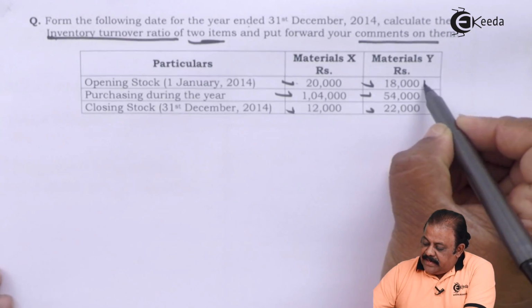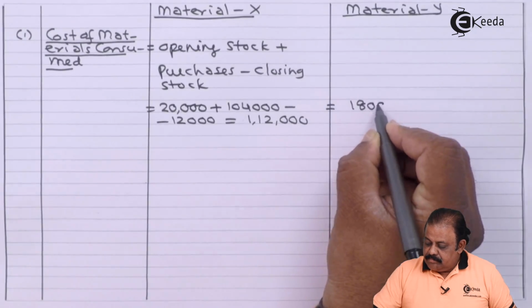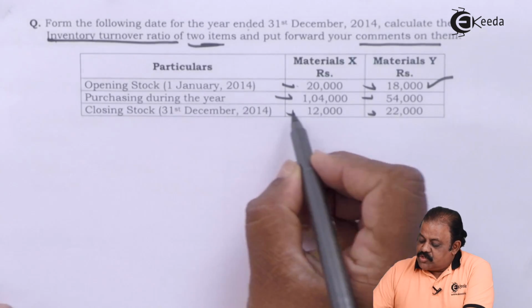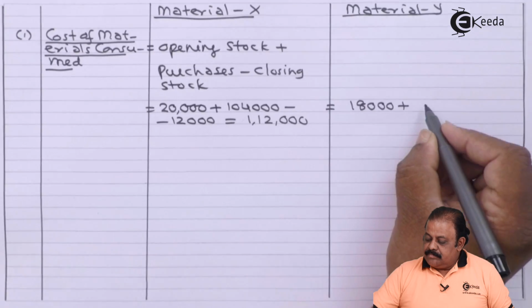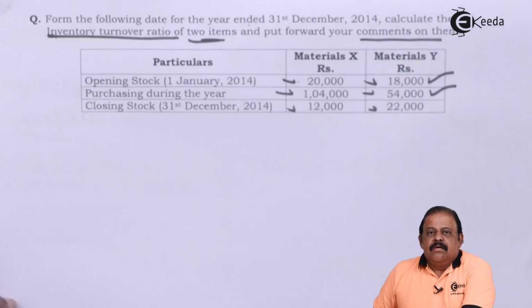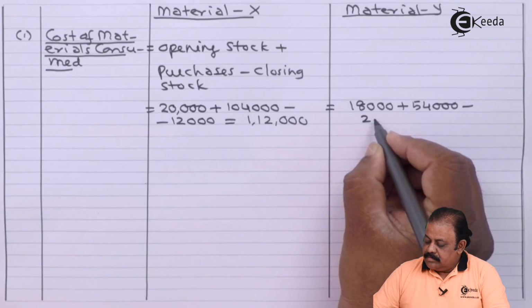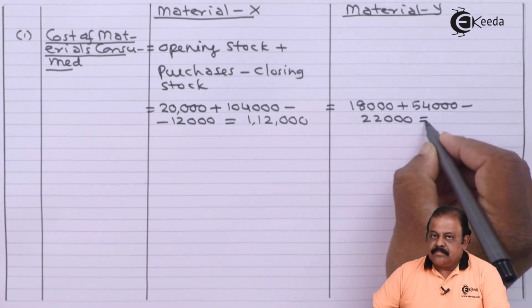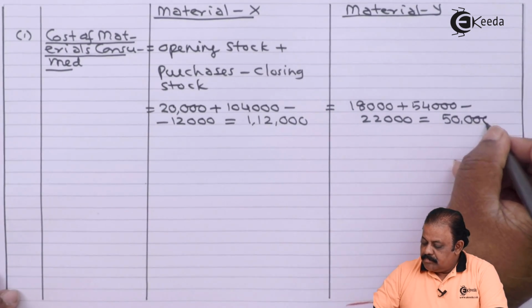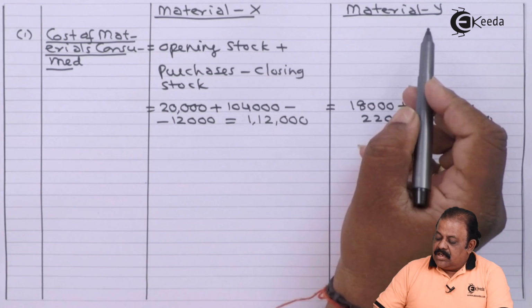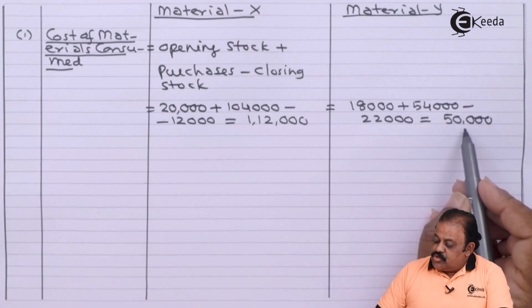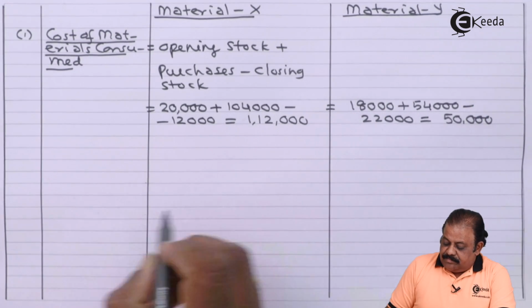Opening stock of material 18,000 plus purchases of material 54,000 minus closing stock of material 22,000. So in case of material Y, cost of material consumed is rupees 50,000.